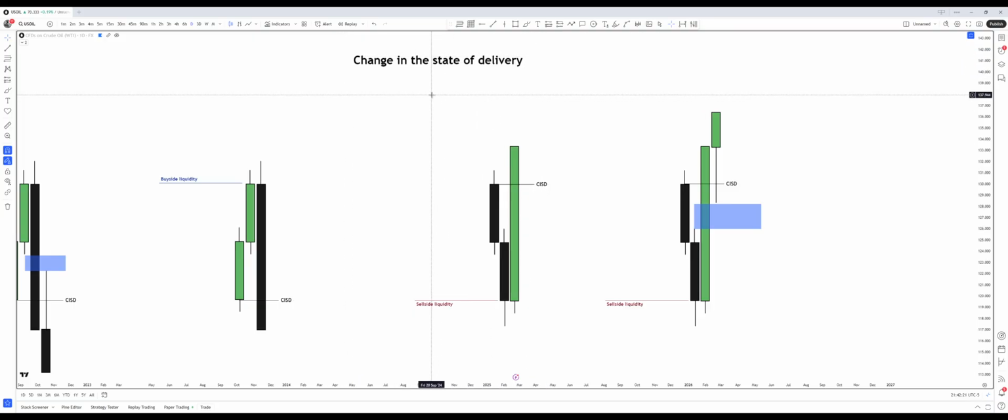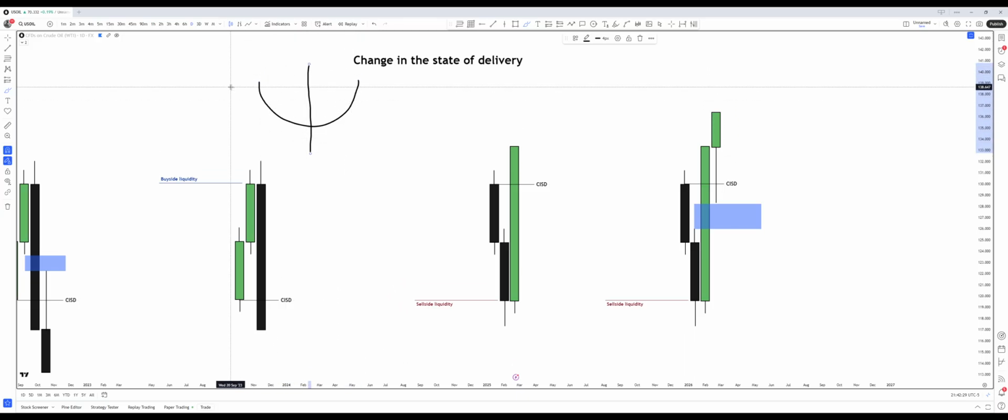So the name itself should explain a lot, as well as we're in a market maker. We're inside the sell side curve of a market maker's buy model. The smart money reversal right here will be our change. This is where we will try to find our change in the state of delivery, and this is where the change in the state of delivery should also occur.